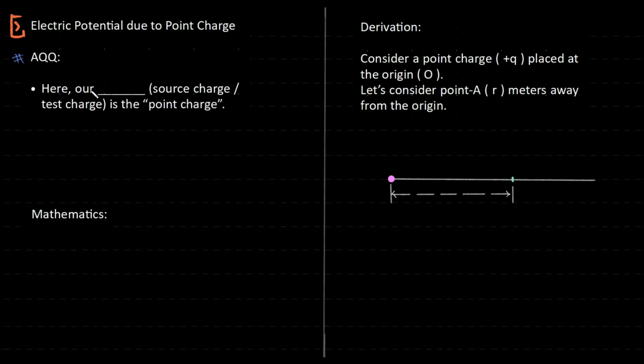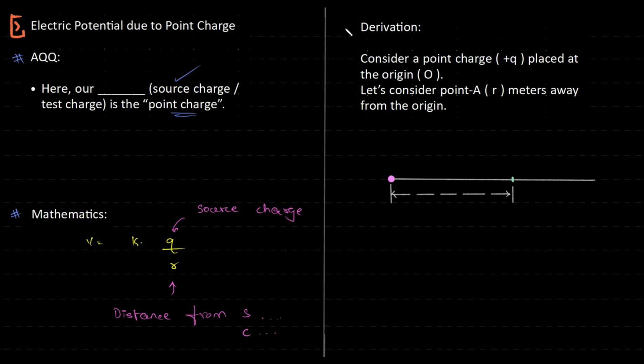A quick question for you guys. Here in this heading, what is the point charge? Is it the source charge or test charge? Yes, it is the source charge. The source charge itself is just a dot. The final answer over here looks like this: K times Q divided by R, where Q is your source charge. And what is R? Distance from the source charge. That's all. It's a very simple expression.